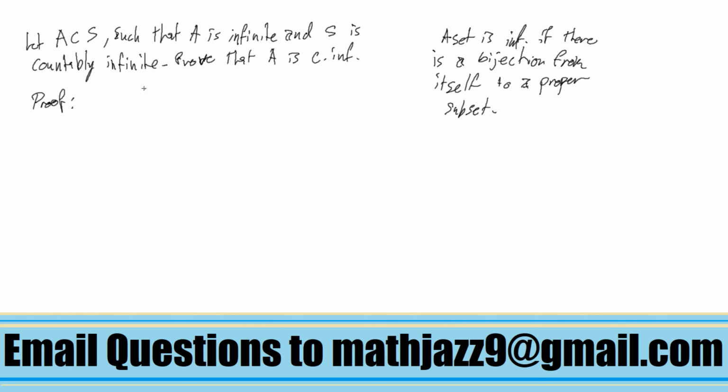We know S is countably infinite. So there exists a bijection between S and N, because that's the definition of countably infinite. So there's a bijection between S and N. So that means that there's a restriction of this function that goes from A to N.